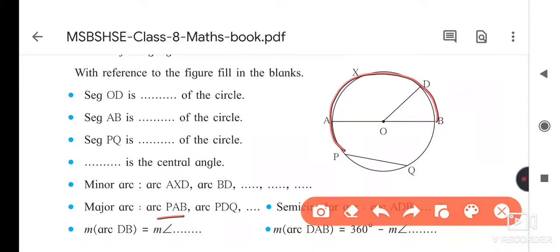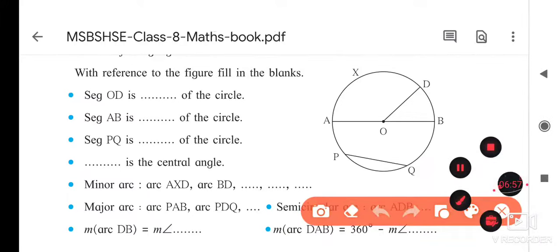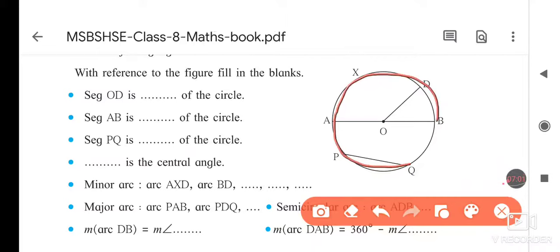After that, PDQ is also a major arc. One more arc we have to write here: arc QDB. QDB is also a major arc.